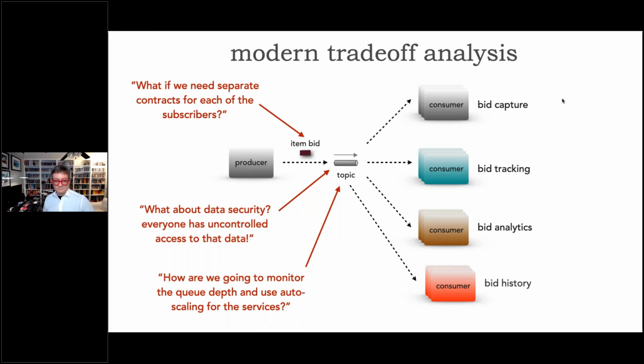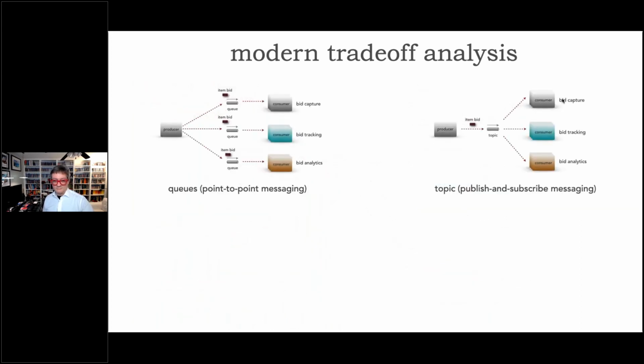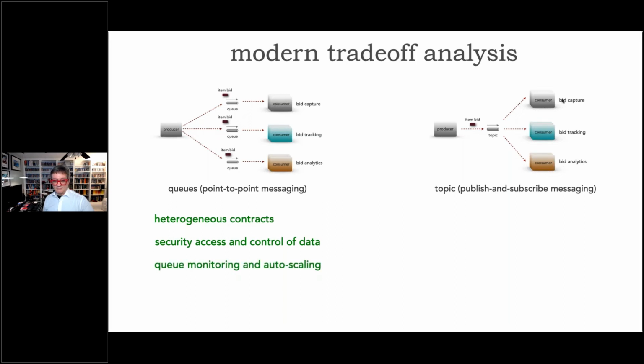That's why we encourage you not to over evangelize a situation. Because here you see, all of a sudden, we end up with a trade-off. With queues, we can certainly have heterogeneous contracts. We can start securing access control to certain data. It's not just available to anybody just to, quote, subscribe to our topic. And as a matter of fact, I can't monitor that queue. I have no idea what our throughput numbers are, and I can't auto scale.